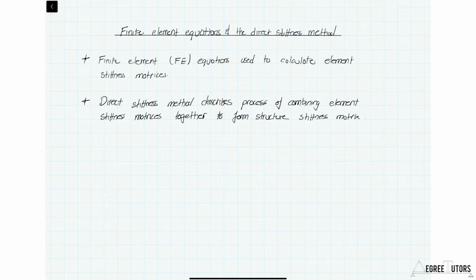So in this section of the course, not necessarily all in this lecture, we're going to determine these finite element equations, and we're going to use these equations to determine the stiffness matrix for an axially loaded bar.